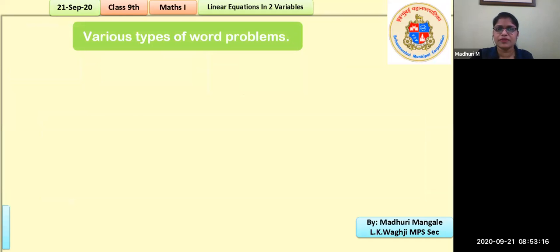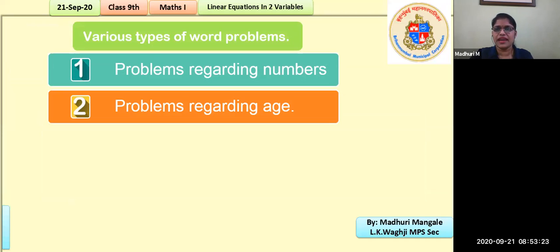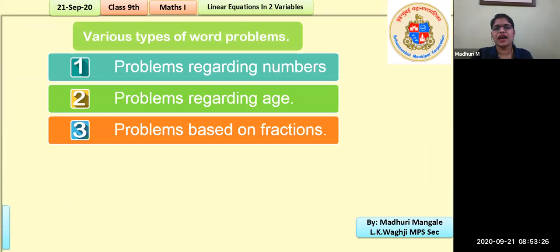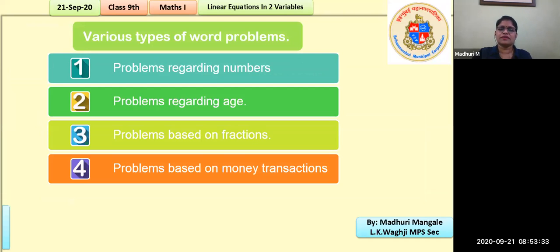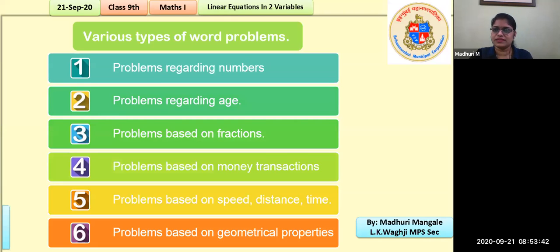There are various types of word problems on this topic. The problems can be regarding numbers. They can be based on age. Age problems can be there. There can be problems which are based on fractions. Then there can be problems based on money transactions. There can be problems on speed, distance, time, and then geometrical properties. Some questions can be expected on geometrical properties. So these are the various areas where linear equations in two variables can be applied. So let us quickly go ahead and solve some word problems on linear equations in two variables.